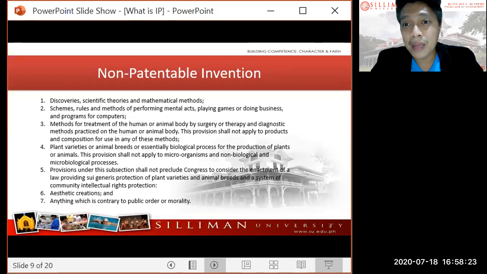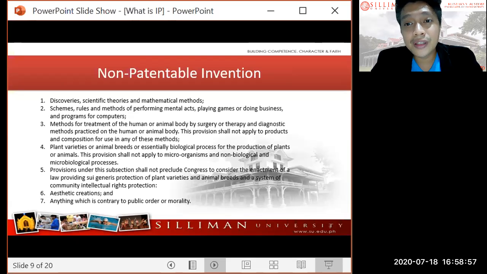Another one is plant varieties or animal breeds. These are discoveries, so they are non-patentable, as is the essential biological process for the production of plants or animals. This provision should not apply to microorganisms and non-biological and microbiological processes. Another one is provisions under this subsection shall not preclude Congress from considering the enactment of laws. So laws are not patentable.